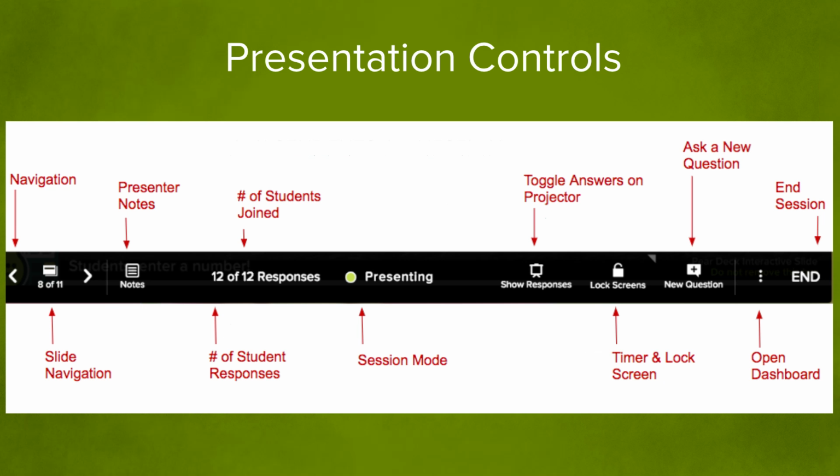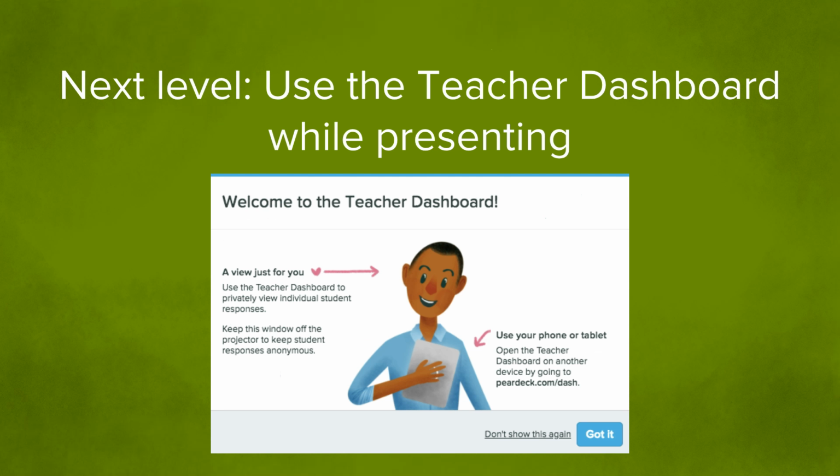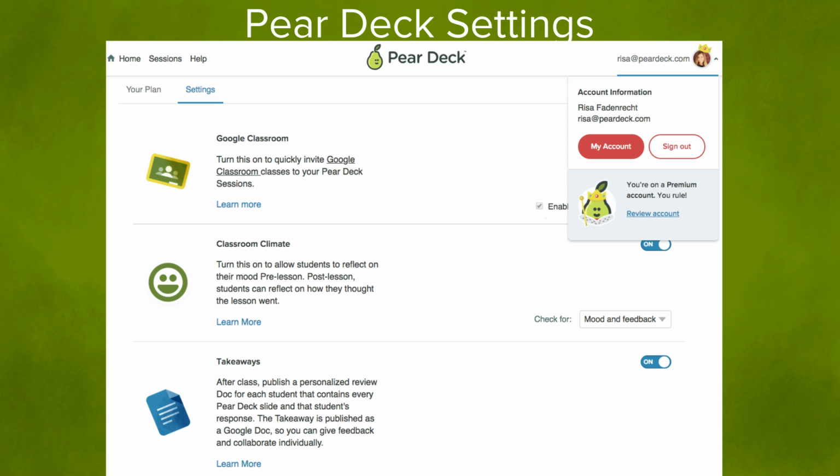If you are able to use two different devices, these are the controls on the teacher dashboard. So you can see where you are and toggle things, lock the screen, add a new question that you hadn't thought of, so you can change your lesson, improve your lesson on the fly. And there's also the settings menu in PearDeck that you can toggle on and off in your account.